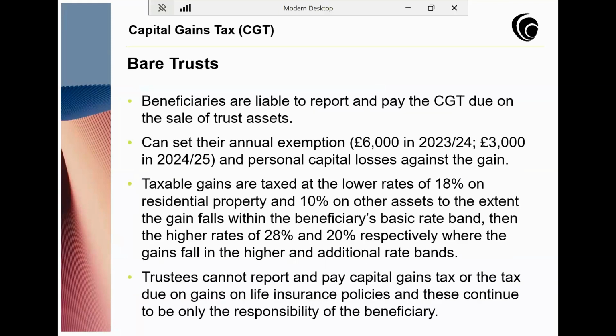If we move on to capital gains tax now. Bare trust, as with income tax, the beneficiary is liable on the tax as it arises. When it's sold, they're directly liable, not the trustees. They've got their own annual exemption, they've got their own personal capital losses that will set against it, and they'll be taxed on the gains at either 10 or 18% if it's within the basic rate band, or 20 or 28% if it's in the higher rate band. The 18 and 28% relating to gains on residential property.